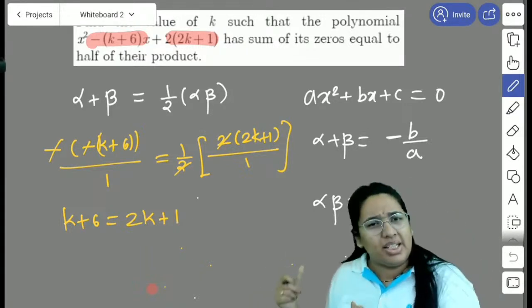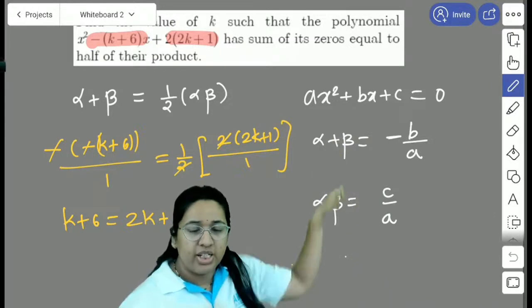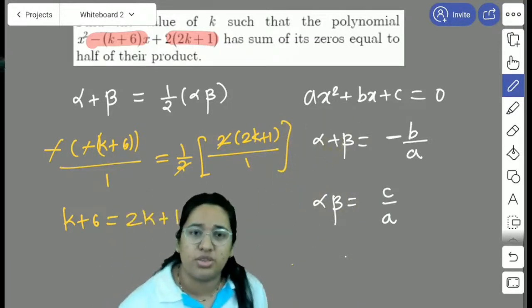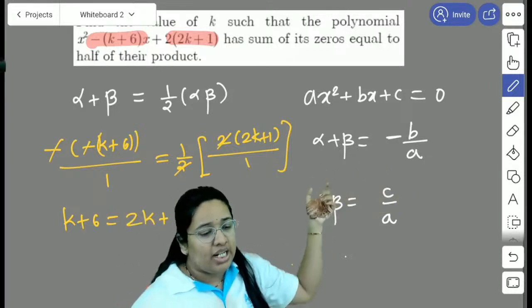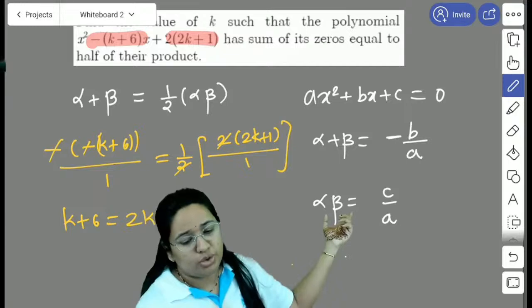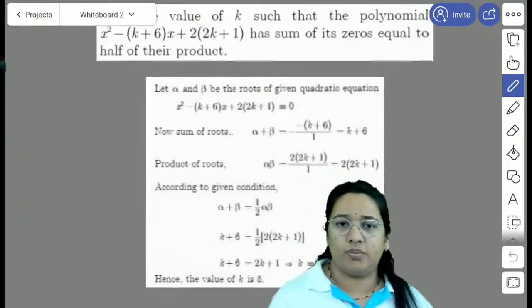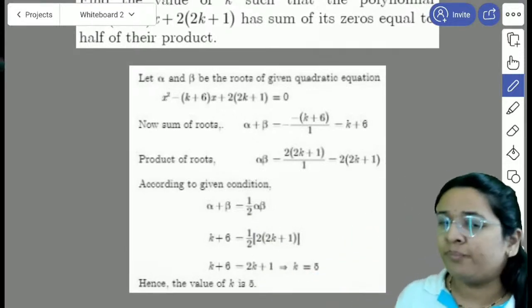Isn't it very easy? You just have to remember this procedure. If they are talking about ax square plus bx plus c equals to 0, then alpha plus beta is equal to minus b upon a and alpha into beta is equal to constant term upon coefficient of x square. That's it. Okay.